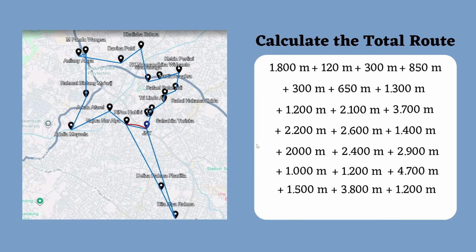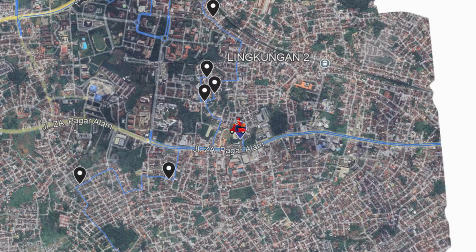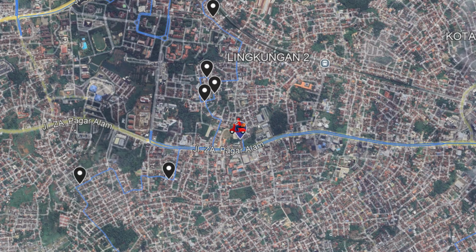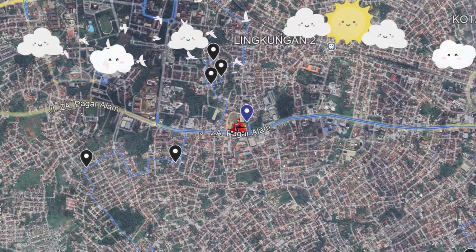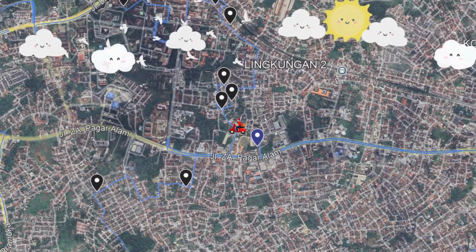After summing all the weights, the total delivery distance is 39,220 meters, or approximately 39.22 kilometers. Okay, next, in this simulation, the courier delivers packages by following the actual route network, covering all planned delivery locations.